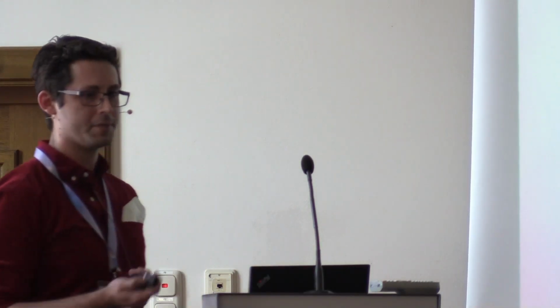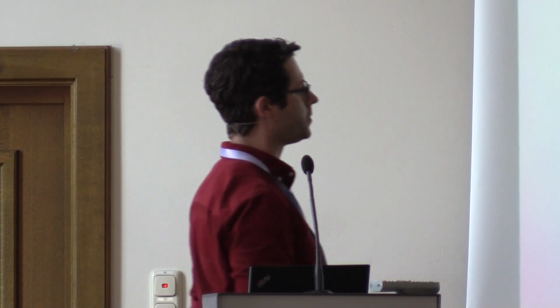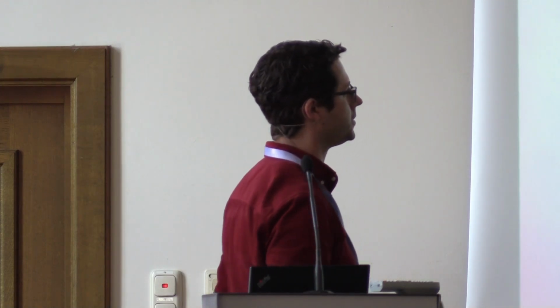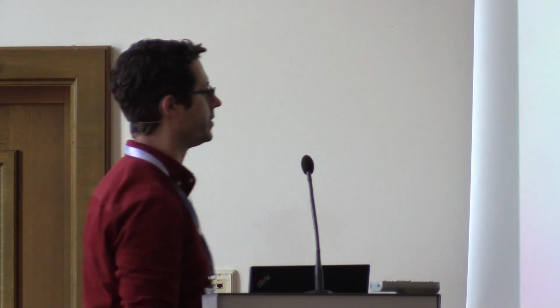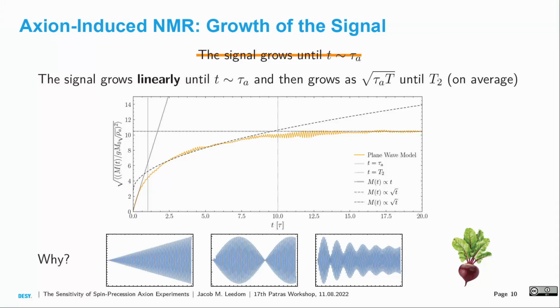Now, the question is why? Because you gave very good intuitive arguments about why you would expect that perhaps the magnetization stops growing at the coherence time, and the answer is these beats that I described previously. When you're before the coherence time, you basically have a single plane wave, so you've got this growth. But what's actually happening, of course, if you use the plane wave approach to modeling dark matter, is that you have a bunch of plane waves that all have different frequencies.